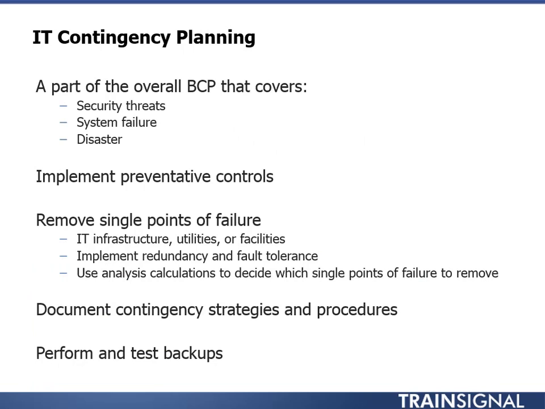IT contingency planning is the part of the business continuity planning process that deals specifically with computer systems. So this is what us IT nerds get into, right? This includes all the security threats that we've been learning about in other lessons, as well as system failures and overall disasters. Of course, wherever possible, you want to implement preventative controls. This can be UPSs, uninterruptible power supplies that keep computers running in the event of a power outage, combined with, say, a diesel-based generator that can take over long-term replacement for your power outage.